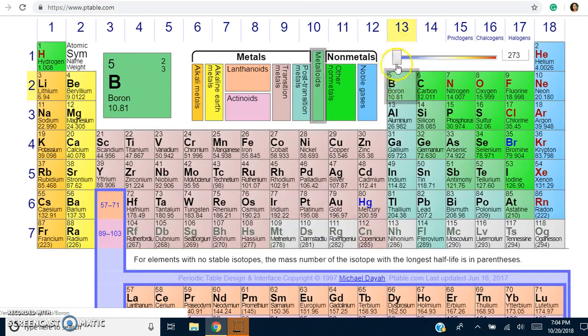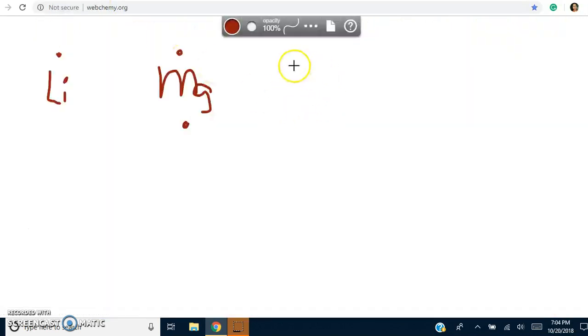Next one, we're going to do boron. Boron is in 1A, 2A, skip the transition metals again, and this is 3A. So 3A, boron would have 3 valence electrons. So B, so top, bottom, and left. So you have 1, 2, 3.